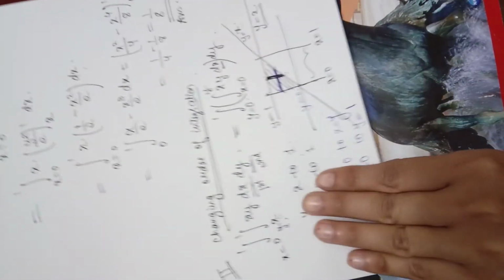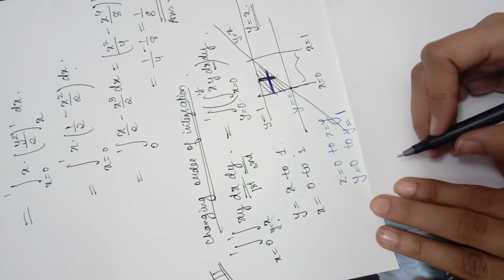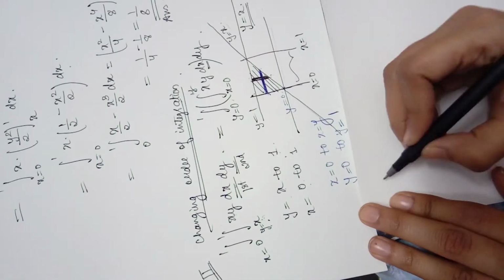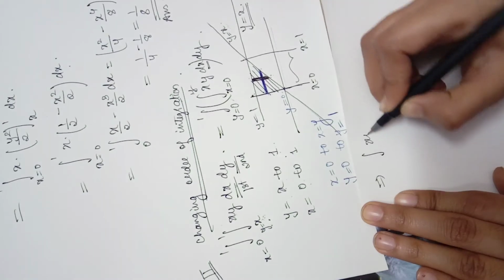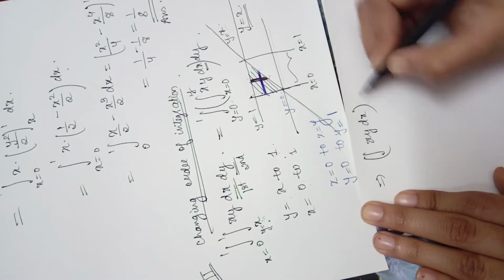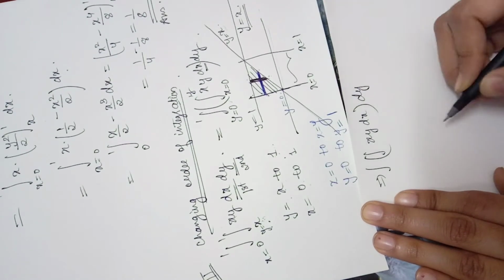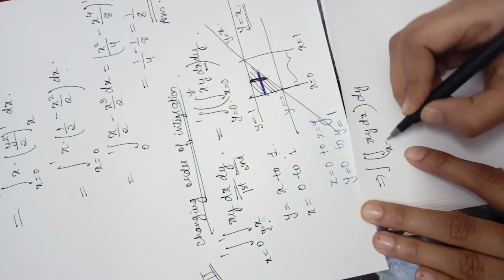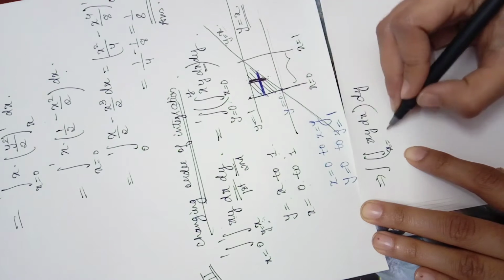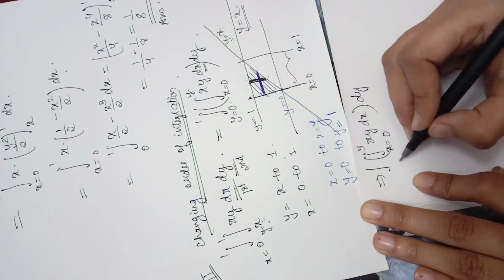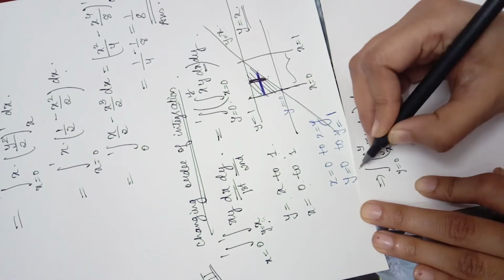Now let's solve this. So what I get is xy dx dy. Now inside it will be x. So x is going from 0 to y. Y is going from 0 to 1. Fine.